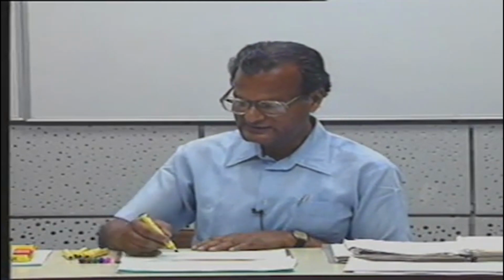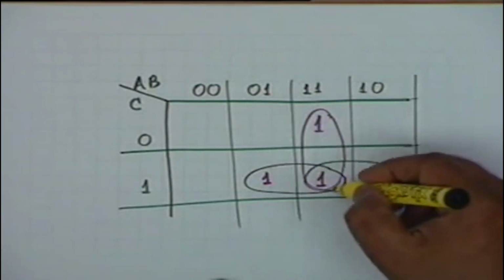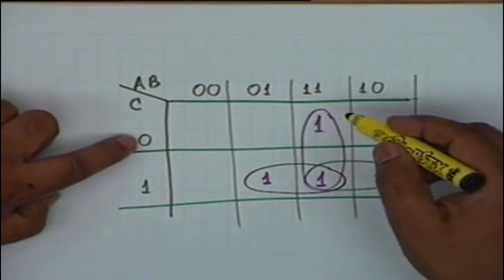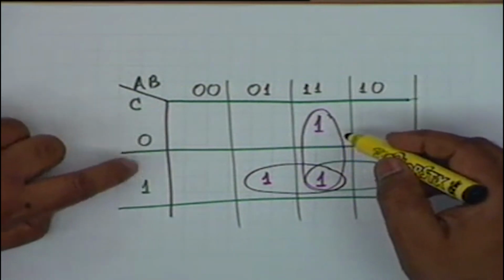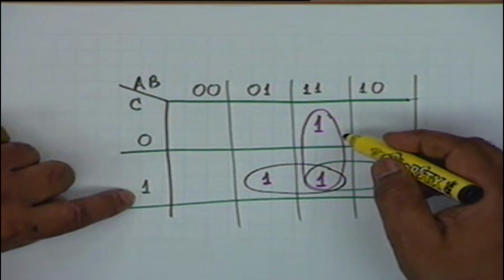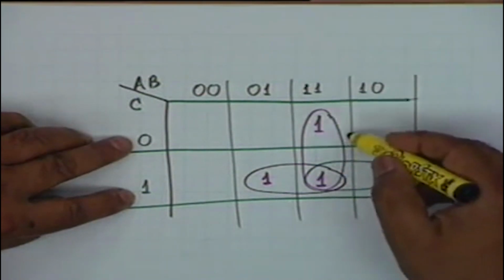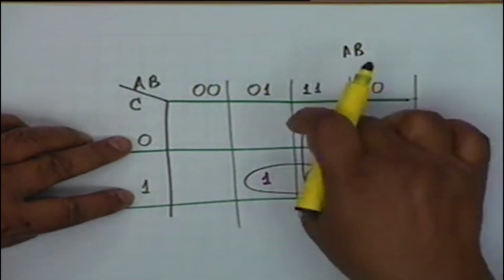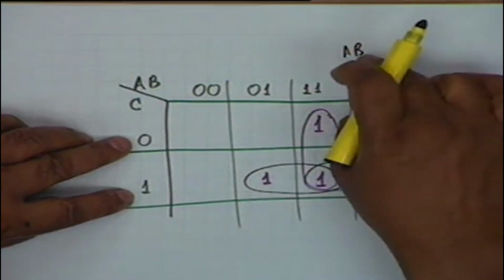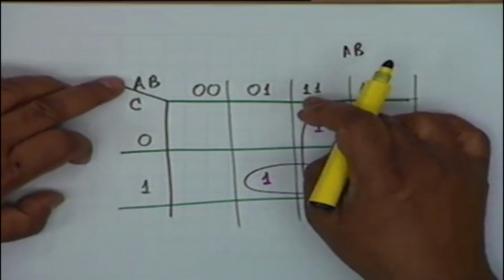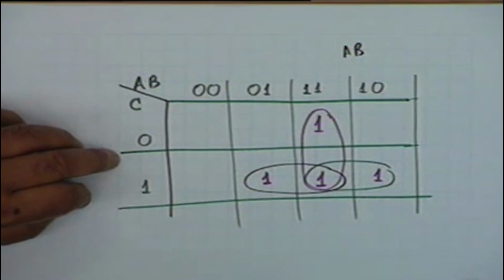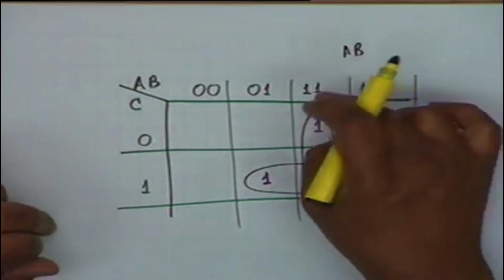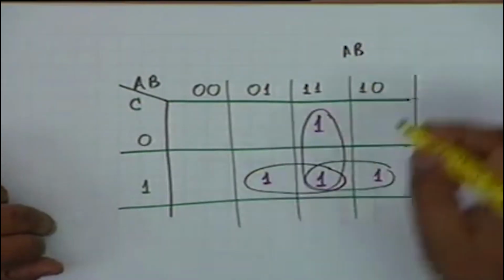You see, let's take this circle, this pair, this pink circle pair. For this, C is immaterial. Whether C is 0 or 1, it doesn't matter. And therefore this pair is represented by simply AB. These two ones are represented by AB because it is 1 1. A is 1, B is 1. If it was 1 0, then we would have A B bar. But since A is 1, B is 1, it is simply AB. This is the pink one.